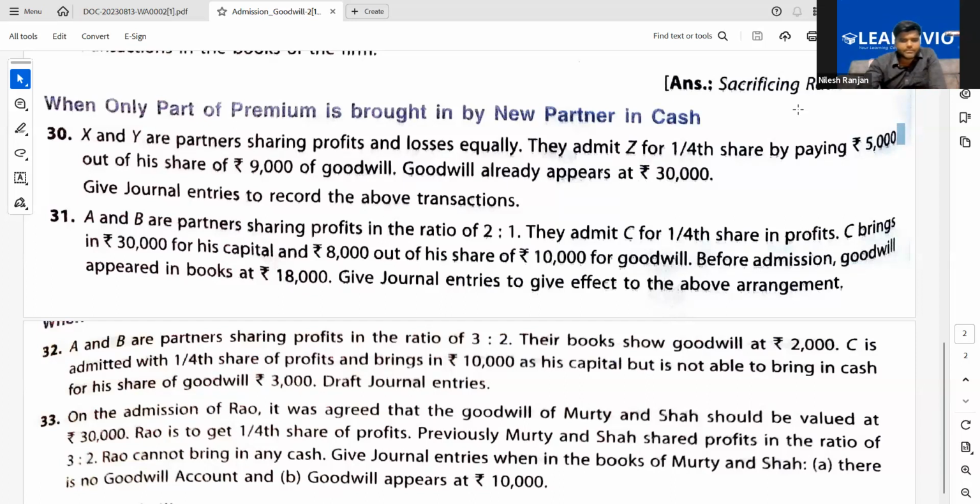Okay. After that, C capital account to A capital account to B capital account. Amount: C capital account 3,000, A capital account 1,800, B capital account 1,200.